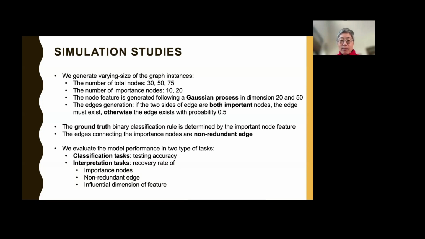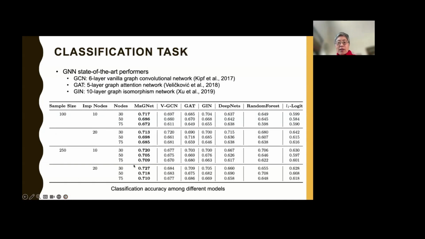You have many different numbers of nodes and different numbers of important features. So we try to evaluate two tasks. One is the classification task, looking at testing accuracy, and the other is the interpretation task. We try to see what the important nodes, edges, and features are. Okay, first, let's look at the classification task.